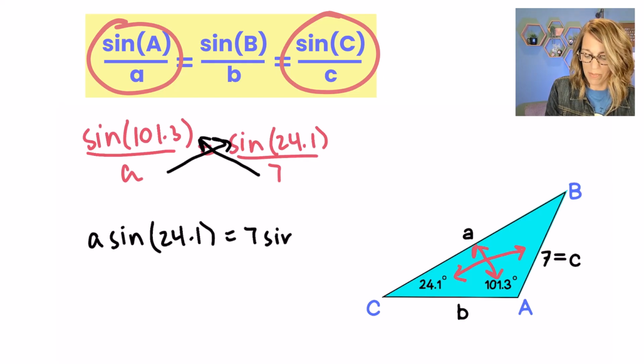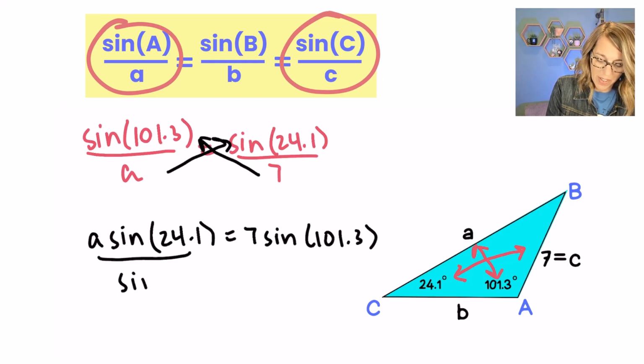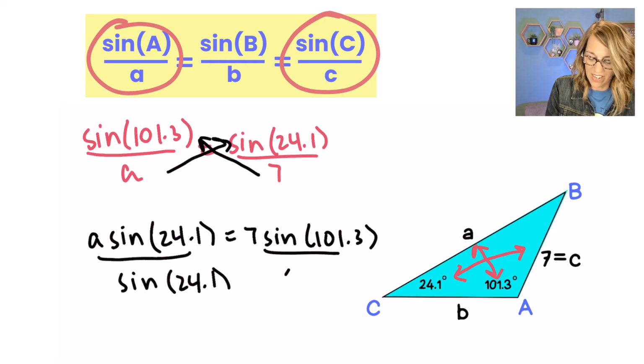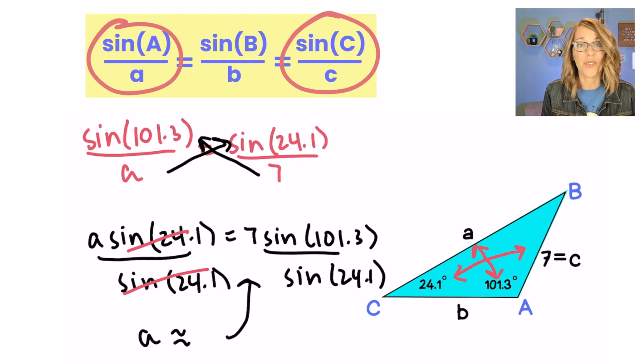So I've got 7 times the sine of 101.3. Now I just want to divide both sides by the sine of 24.1. And this side as well, times the sine of 24.1. That allows me to cancel off those sines, and I end up with A is approximately this value here.